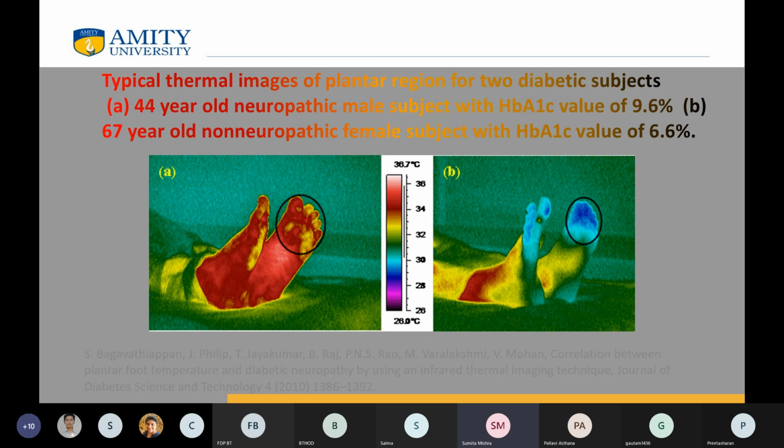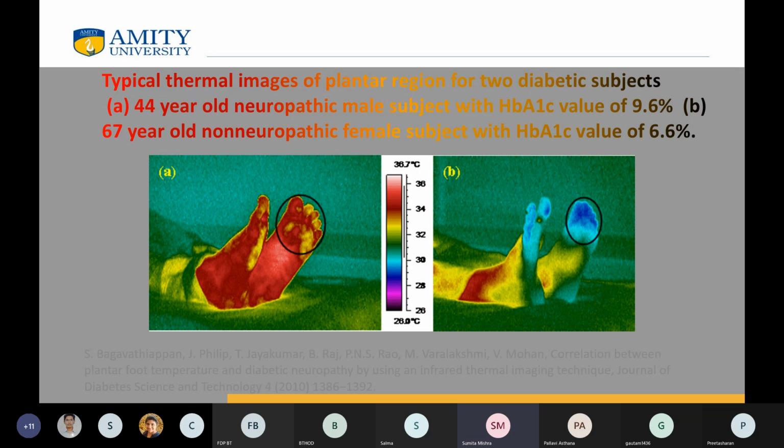This is also a particular setup that was done to evaluate two diabetic subjects. One has the normal value of HbA1c, which you know is basically 6.6, and the other person, shown in part A here, has diabetes. So this kind of difference can be used to detect diabetes in a non-invasive manner if you use thermal imaging for this kind of detection.